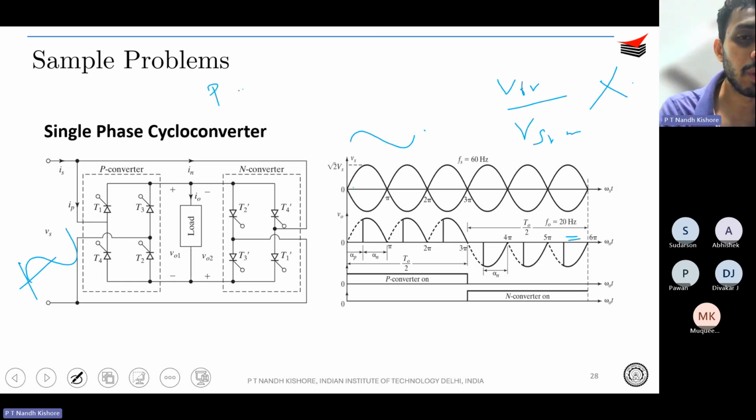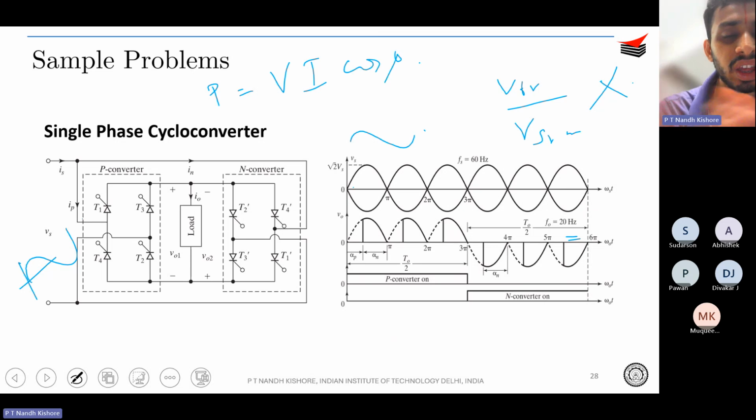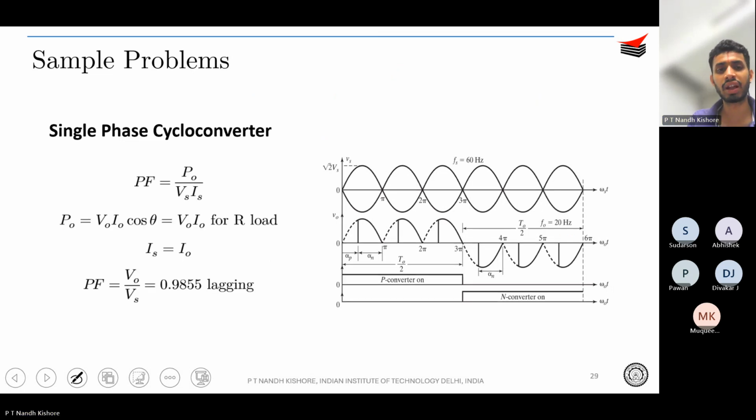Okay. So you need to go by the normal definition of power factor. That is, what is power? Power is basically V I cos phi, VRMS, IRMS cos phi for a single phase case. So you can find out what is phi from this, right? If you know the power, then P by VRMS into IRMS should give you your cos phi. That is what we have done over here, correct? So the power factor is P naught by Vs into Is.